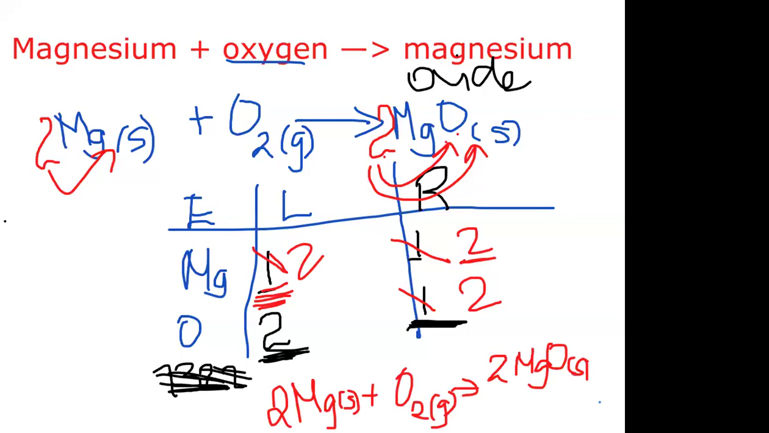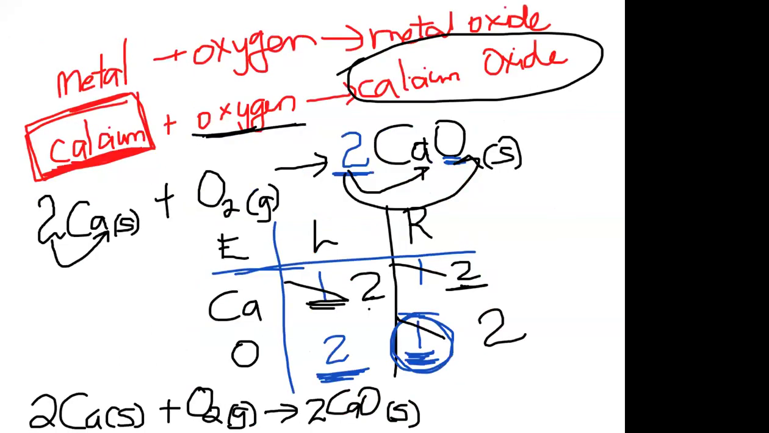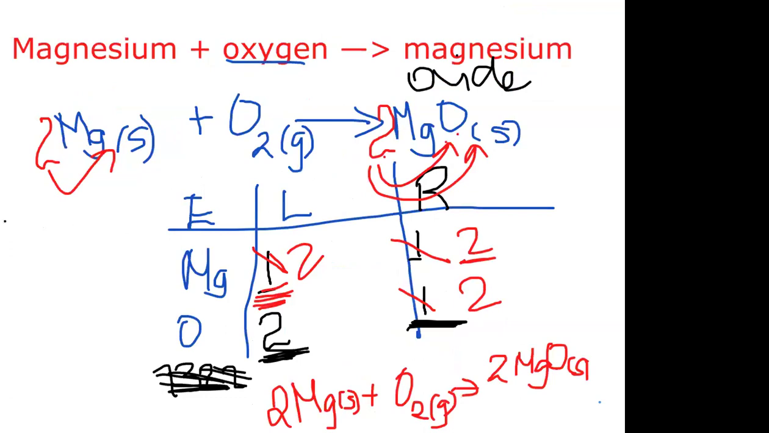I realize that the equation is the same as that for calcium, because calcium is in group 2, the same group 2 metal reacting with oxygen. So the equation is 2 Ca solid plus O2 gas produces 2 CaO solid. Clear? 2 Mg solid, 1 O2 gas, 2 MgO. It's the same because magnesium and calcium are in the same group of the periodic table, group 2. Now I'm going to react group 1 with oxygen.